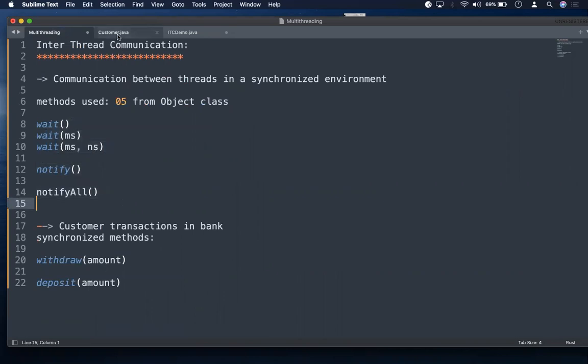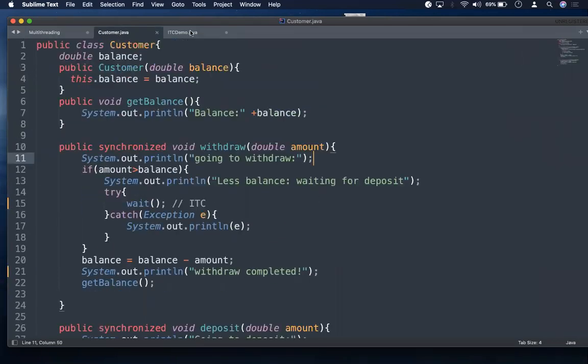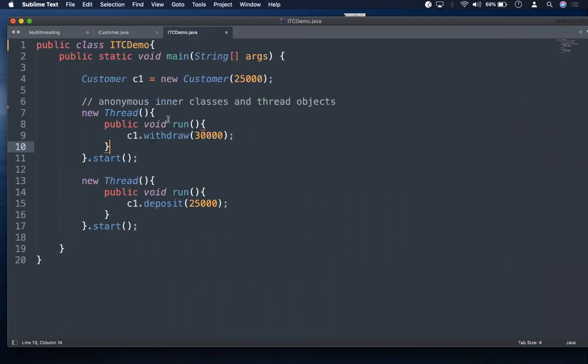This is the scenario and this is the main class, and here I am using anonymous inner classes with anonymous objects. If you don't want anonymous ones, you can say Thread t1 = new Thread, and later t1.start, then Thread t2 = new Thread and t2.start. That can also be done. So hope you have understood this. This is about inter-thread communication, and this is the last topic of multi-threading.